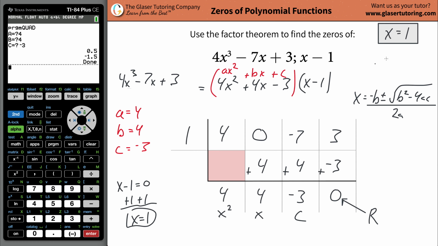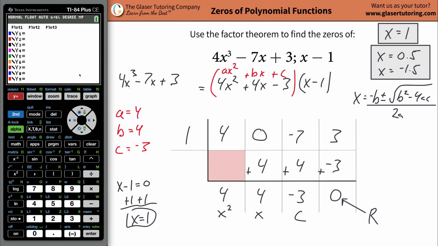Okay, so basically, I also know that x will be equal to 0.5. In other words, the function will cross the x-axis at 0.5. And the function will also cross the x-axis at -1.5. So I have 3 real zeros. That's kind of cool. Now, you know, you can also graph this thing and see it visually, right?